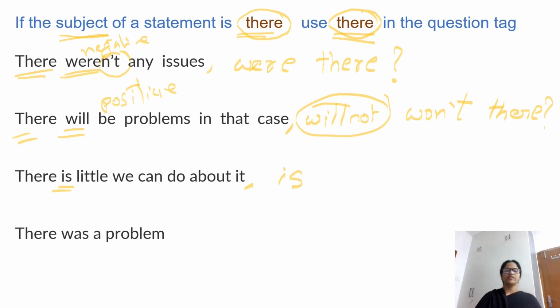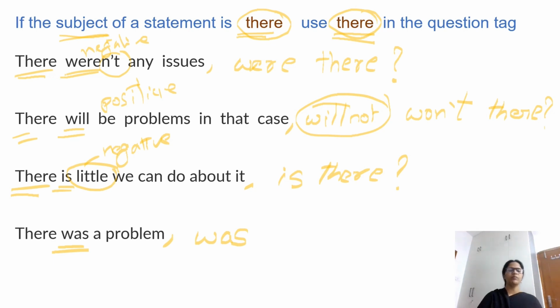There is little we can do about it. The helping verb is is. Now see whether the statement is positive or negative. We have little, right? And little is a negative word. It makes the statement negative. A negative statement takes a positive tag. So is. And what is the subject here? There. If the subject is there, we need to use the same there as a pronoun. Is there.